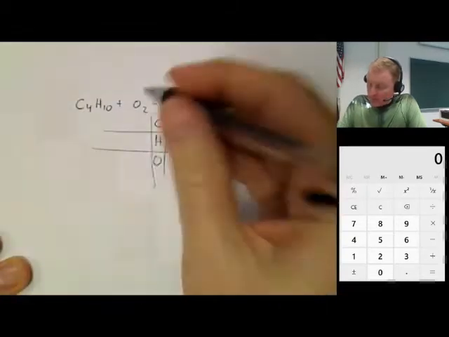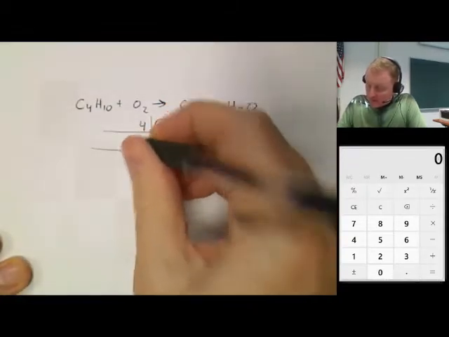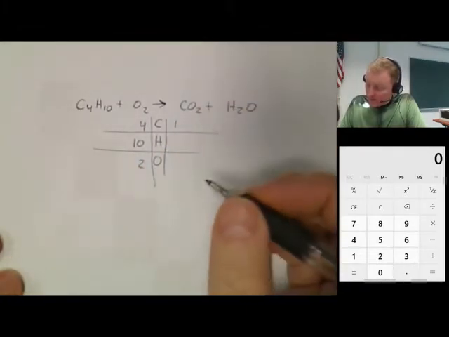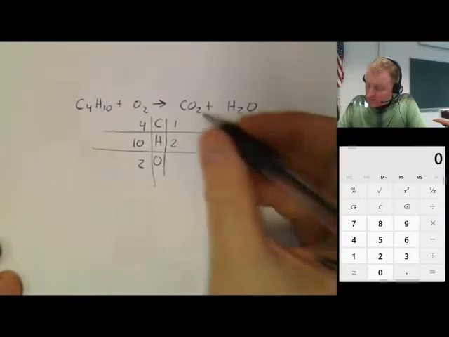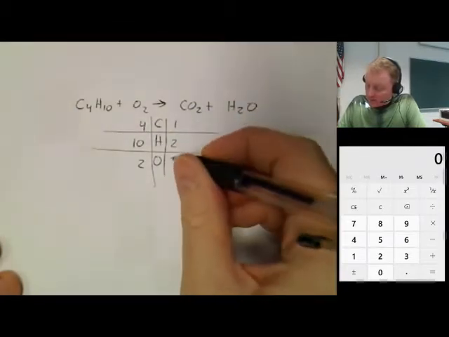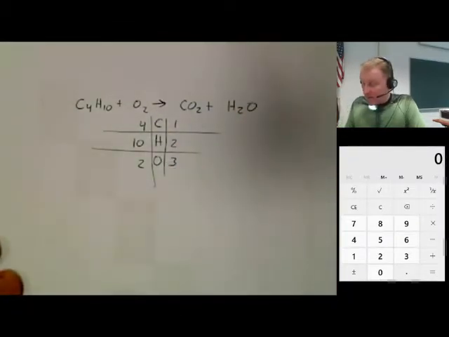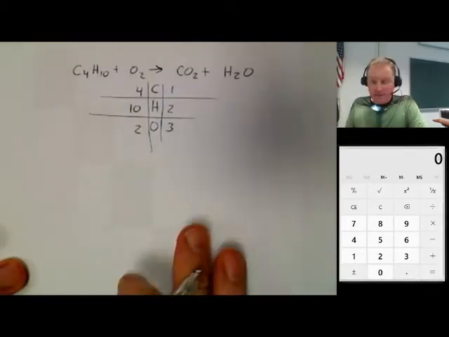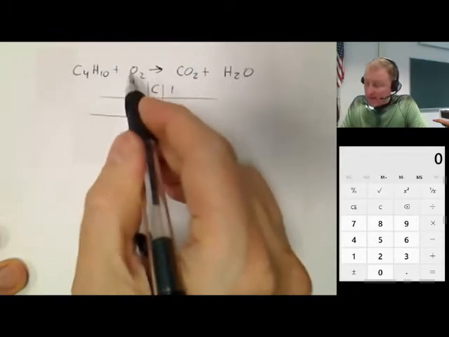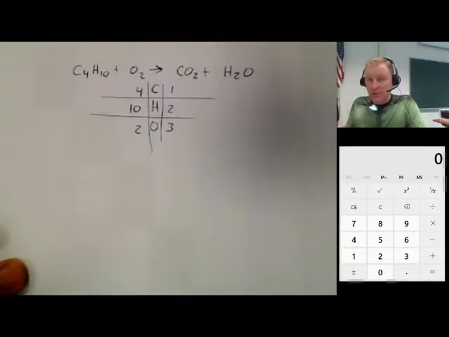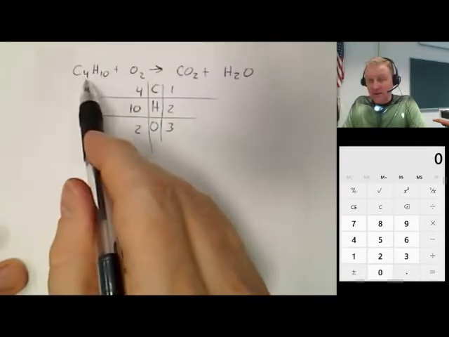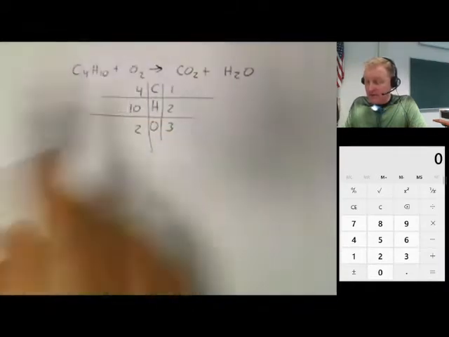I've got 4 carbons on the left side. I've got 10 hydrogens and 2 oxygens. On the right side, I've got 1 carbon and 2 hydrogens, and I've got 1 and another 2. I've got 3 oxygens. So when I balance things, I like to try to balance the things that are left alone last, because they're the easiest to adjust, where everything else will be kind of a factor, because the carbon's going to affect the oxygen here, and this carbon's going to affect hydrogen. So I'm going to try to deal with the oxygen last because it's alone.